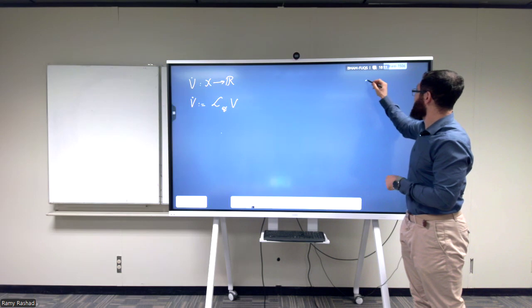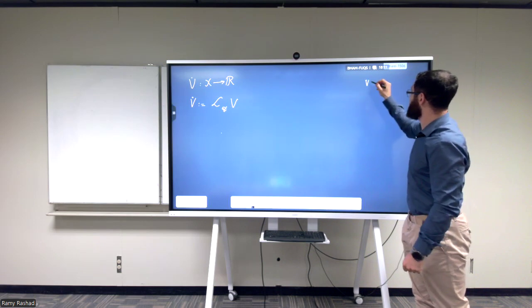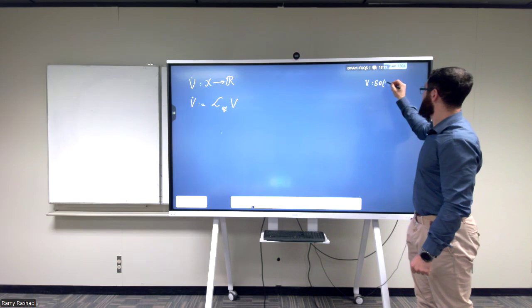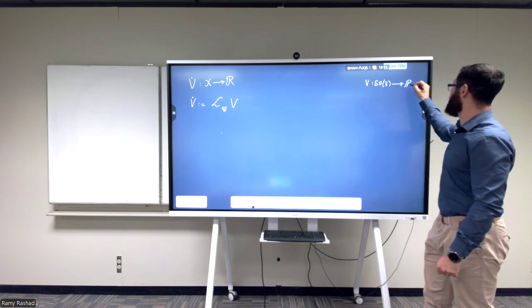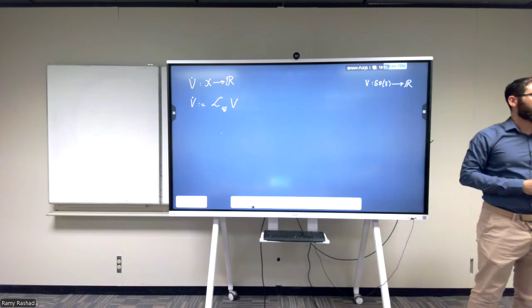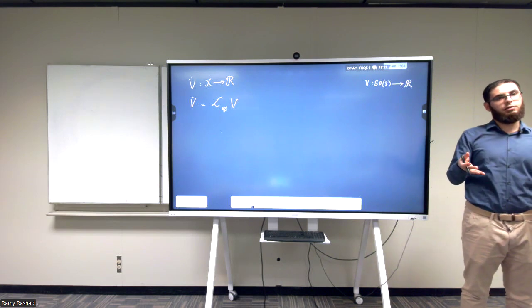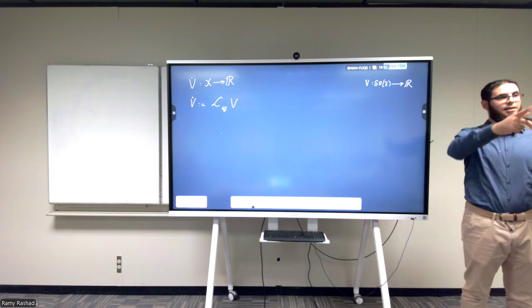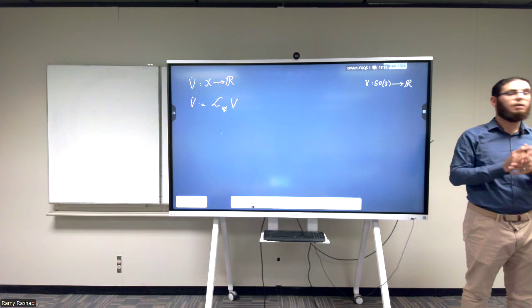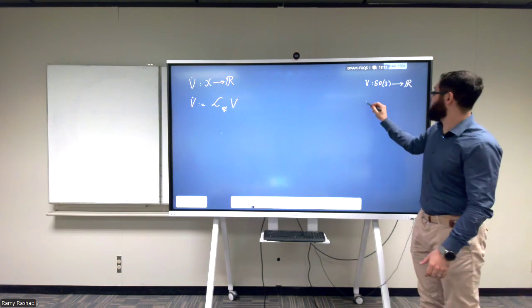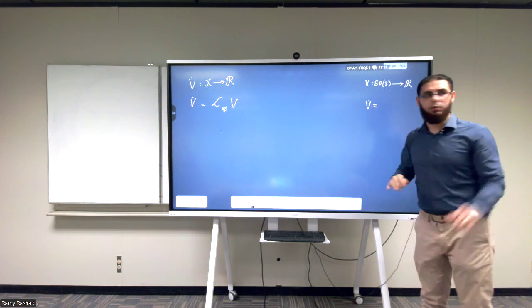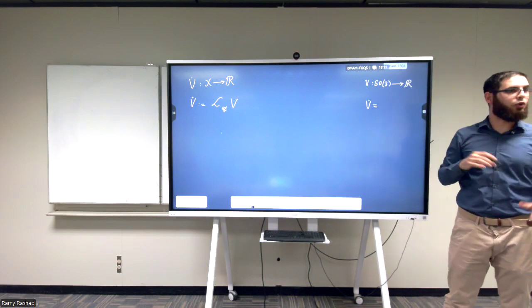If I have a Lyapunov function that goes from SO3 to R. So I want to define a Lyapunov function to try to study the stability of rotation matrices. Okay. Then V dot is equal to, let's try it the old way, the way that you're used to.